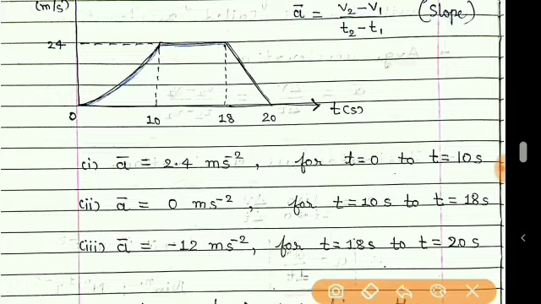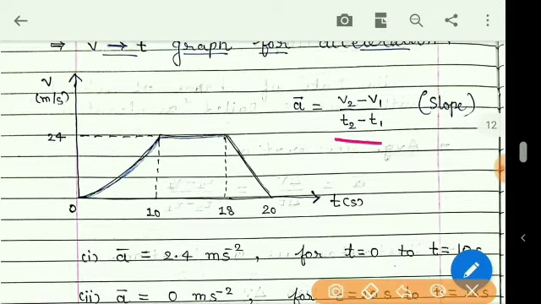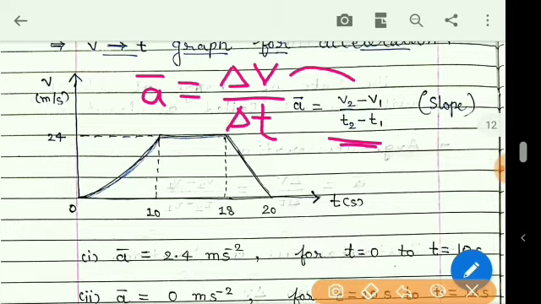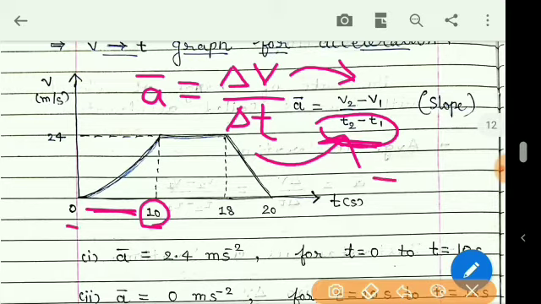So once again we know that acceleration is the change in velocity with respect to time, that is, a bar, the average acceleration, is delta v upon delta t. And what is delta v? It is final velocity minus initial. And what is delta t? It is final time minus initial. So what is this final time minus initial from this graph? It is 10 minus 0, so we get 10. So the difference of time is 10.